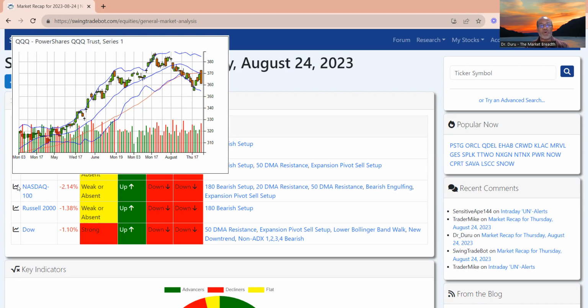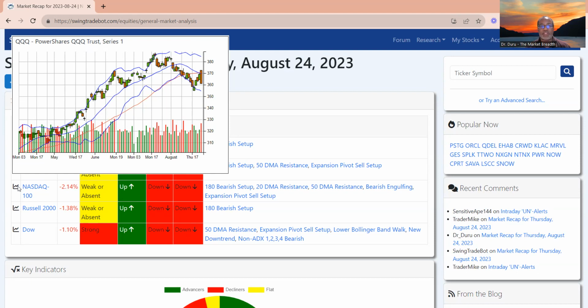And this is even more significant when it's at some sort of resistance level like this one. And in fact, it's even more significant because resistance has converged between the 50-day moving average and the 20-day moving average. This is all just so incredibly bearish.